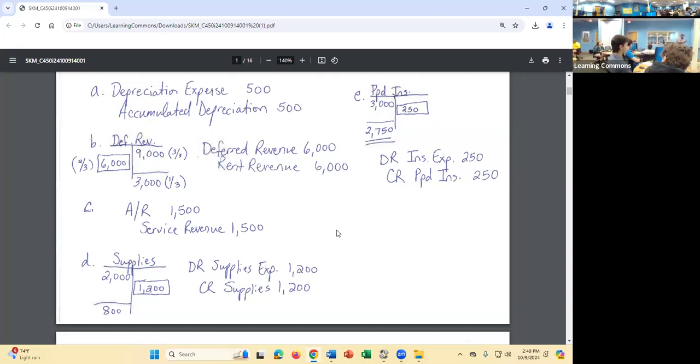So it says in the problem that a one-year insurance policy was paid for on March 1st. We did that, right? So when we purchased it, we paid for an entire year. So since we haven't used any of it, that money has to go to prepaid insurance. So if we look at prepaid insurance, there's $3,000 sitting there. So then we divide that by 12 to figure out how much it's going to cost us per month. And how many months did we use?